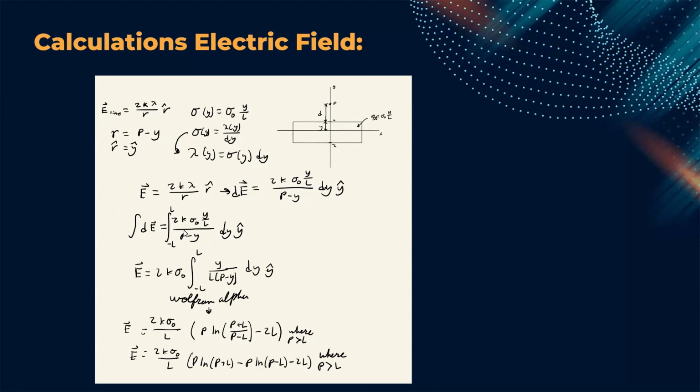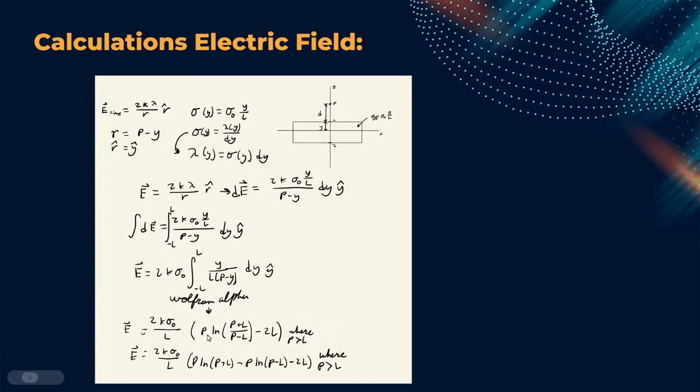And we can simplify this integral to make it easier on ourselves by pulling out all the constants, which is 2k sigma naught. Then I use Wolfram Alpha to calculate the electric field, which then we can see E is equal to 2k sigma naught over L, P natural log P plus L over P minus L, and that is subtracted by 2L, and this is where P is greater than L.